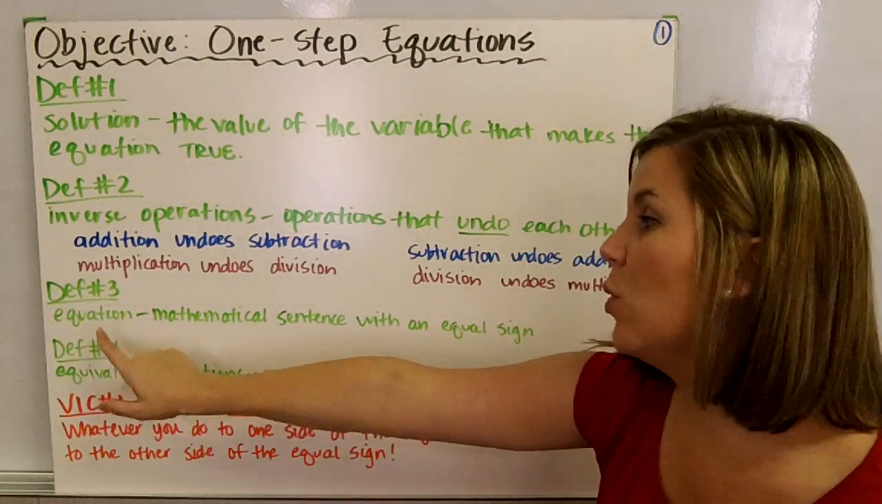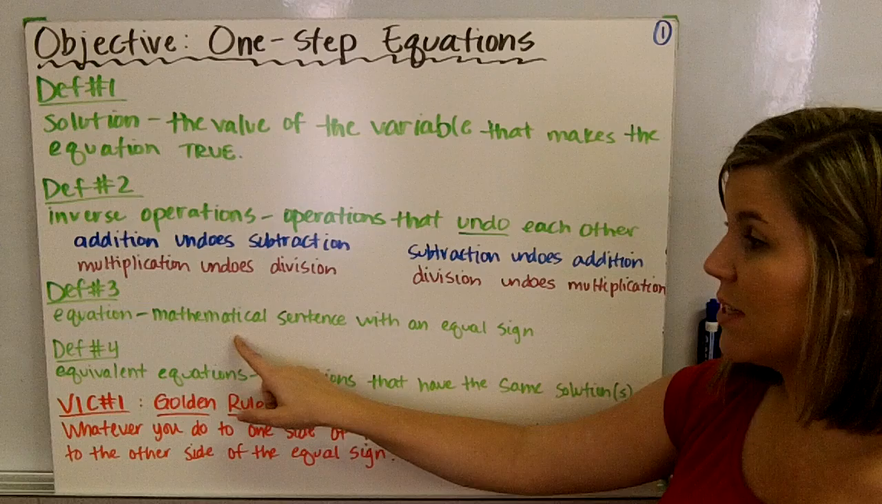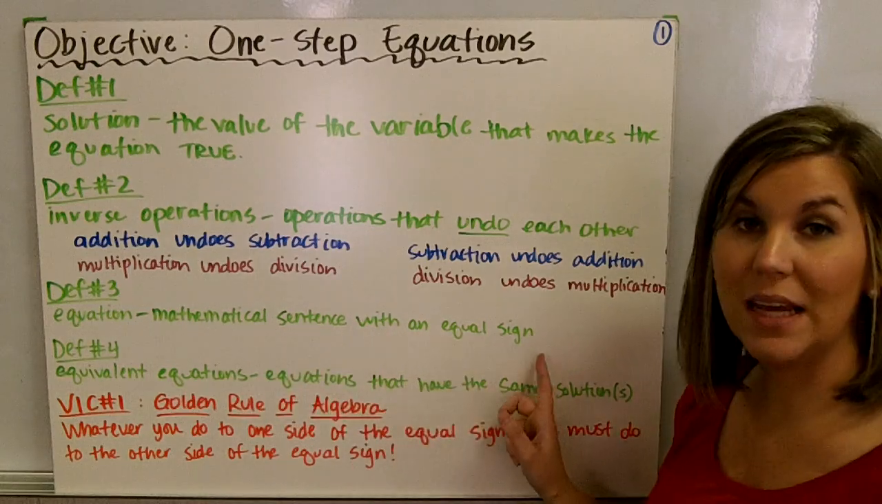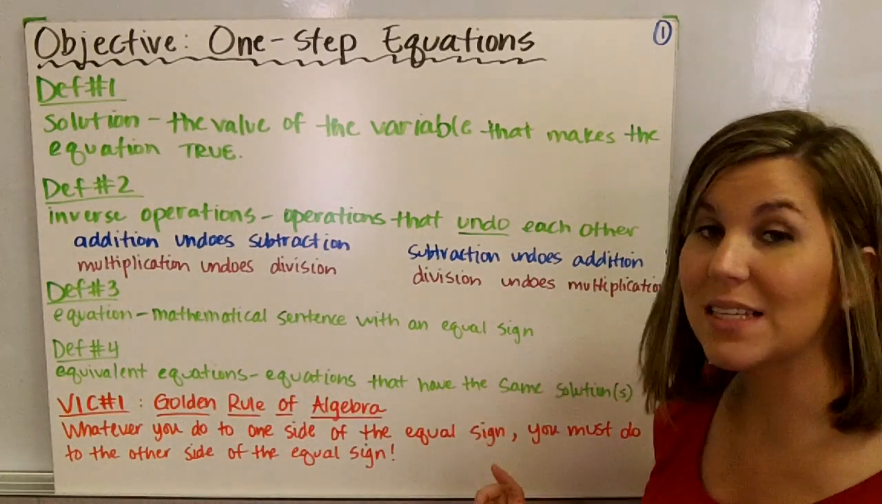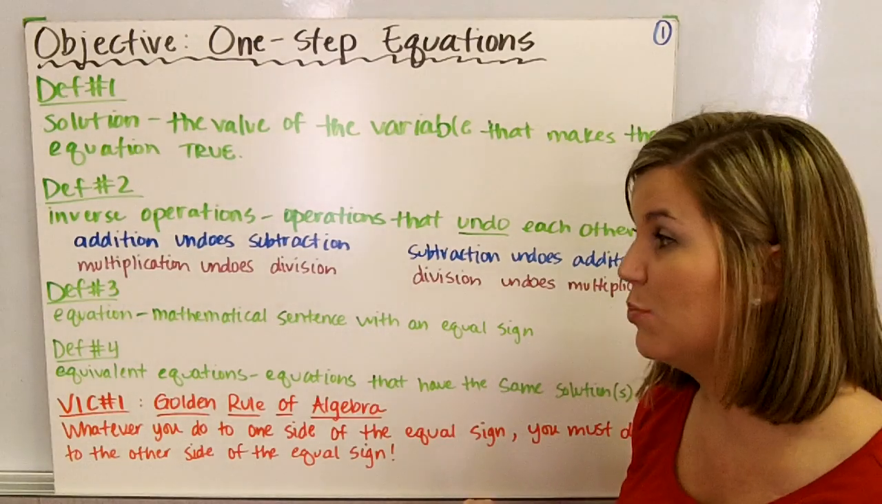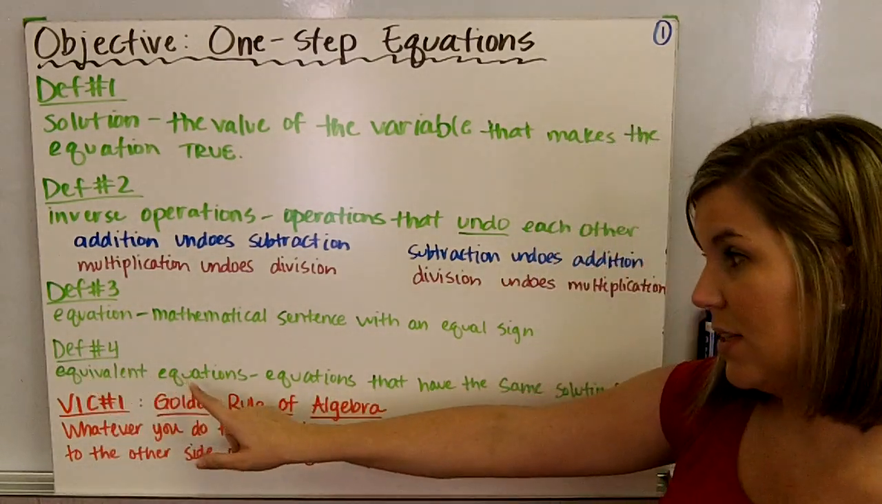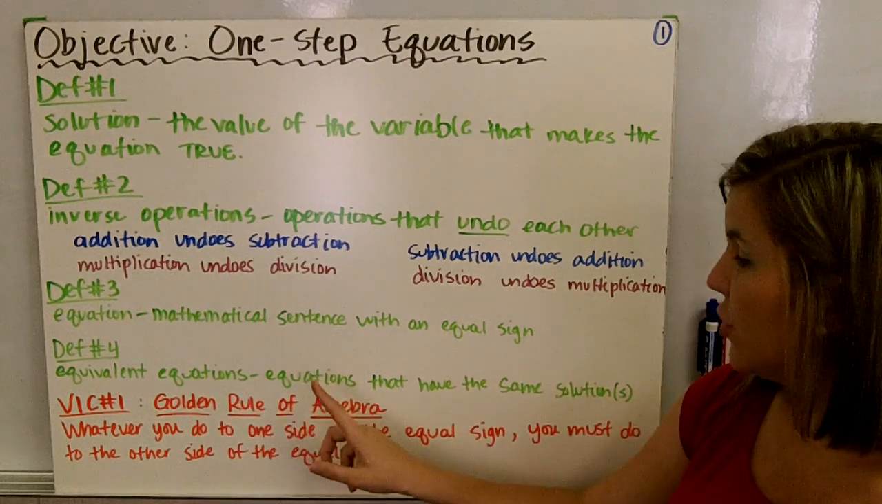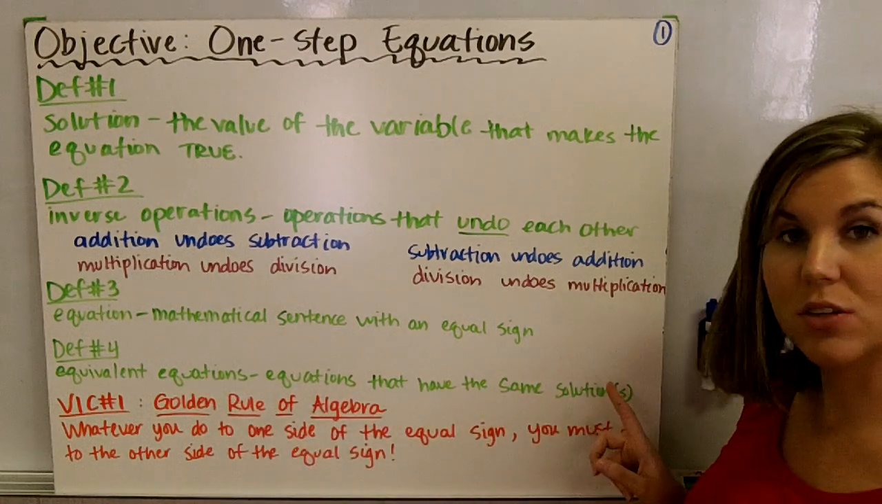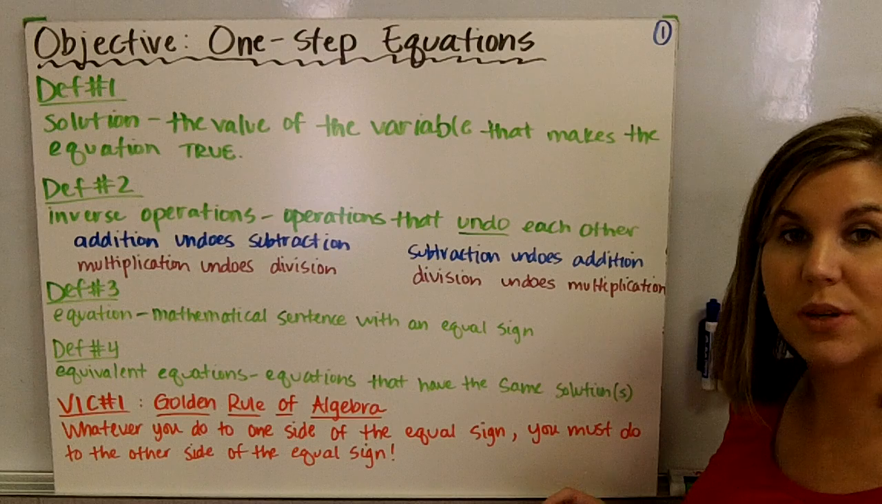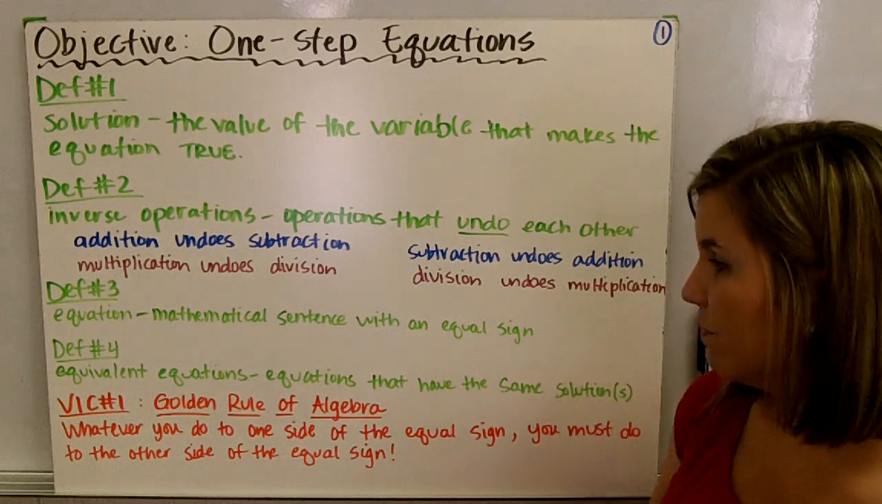Definition number three, an equation. An equation is a mathematical sentence with an equal sign. If it doesn't have an equal sign, then it's called an expression. Definition number four, an equivalent equation. So these are two equations that have the same solution or solutions, because we could have more than one answer.